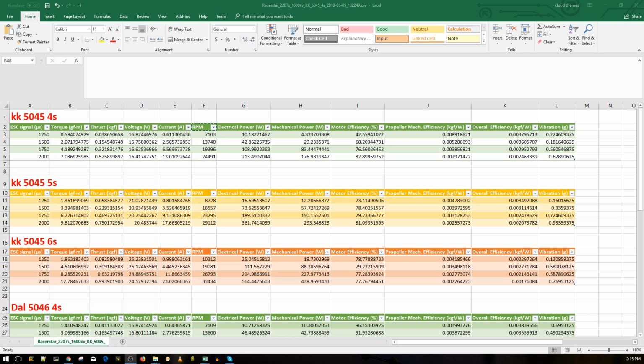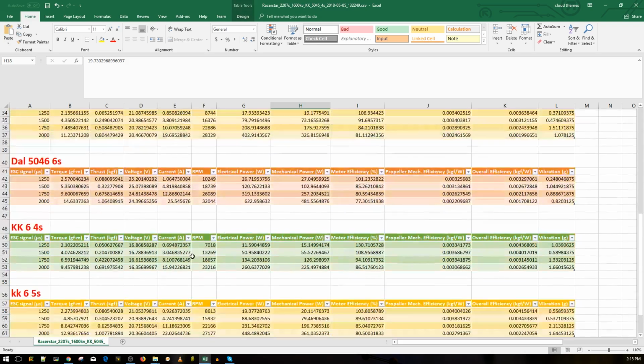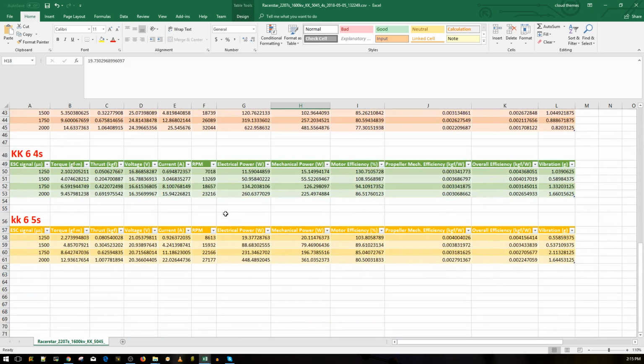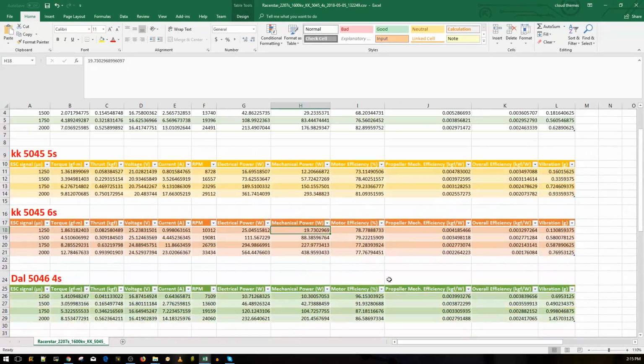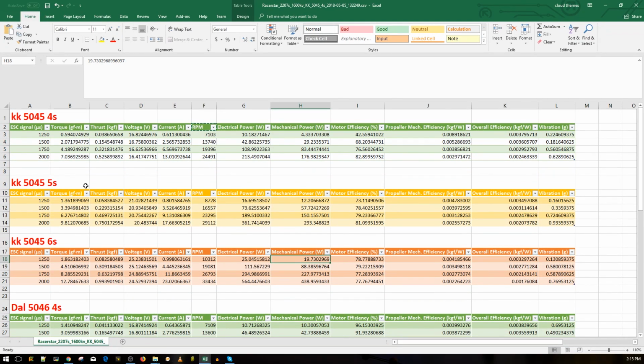All right guys, the results are in, and they're looking pretty good actually for such a very cheap motor. This is the Racerstar 1600kv 2207 motor. I did three tests of each propeller, on 4S, 5S, and 6S, except on the 6-inch, where I think I lost the 6S result. I'll have to do that in a later video. Anyways, we're going to do a shootout between low KV motors, so that'll be in there also.